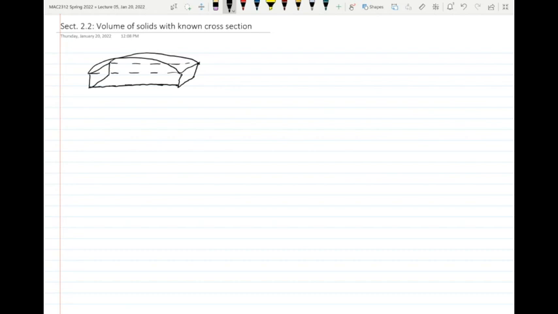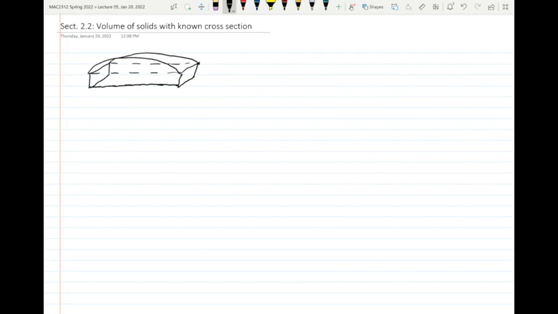Okay, so imagine that you have a solid like this, okay? And we want to calculate the volume of this. What would be one idea? The idea that we're going to use is the following. We can cut this into a bunch of little pieces, okay? So instead of trying to calculate the whole volume, we can cut it into a bunch of little pieces, figure out the volume of each of those pieces, and then add them together.